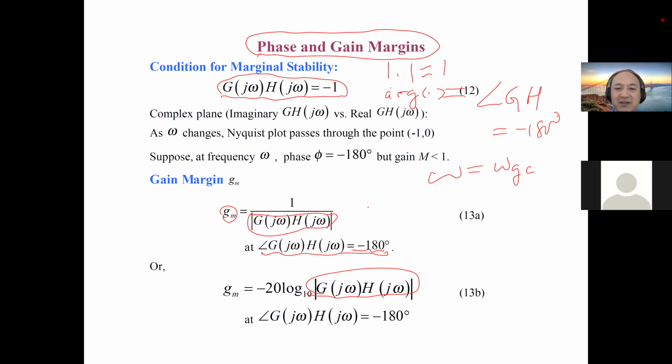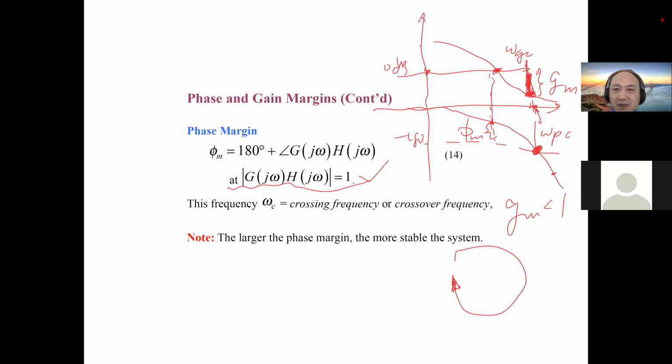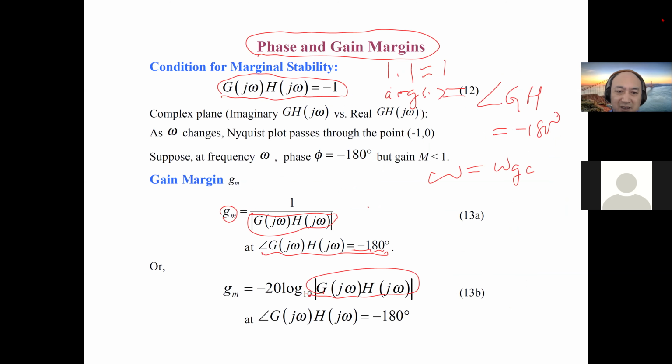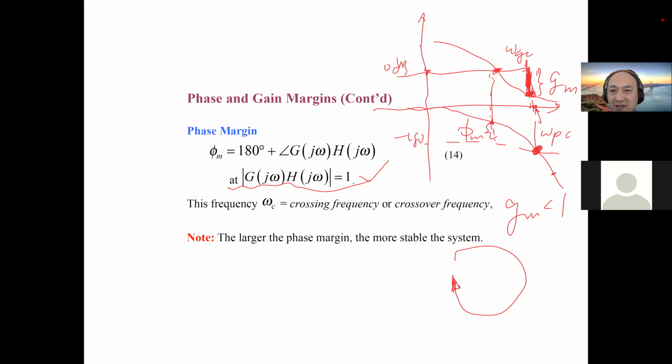So basically, we are saying here, what is the distance in here in dB, okay? So this is the distance in dB. Or you can just do a 20 log 10 of this, and put a negative sign here because we don't want to say negative dB. So this is the distance from my system to being unstable.